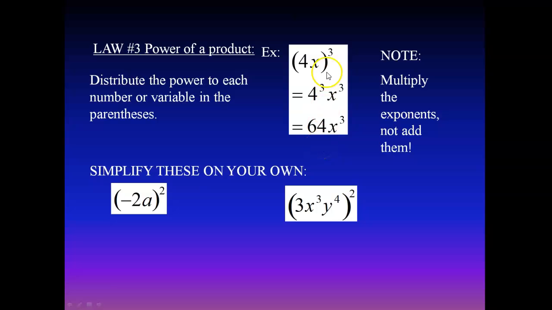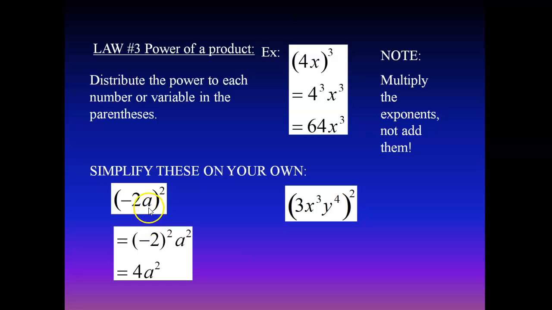So you would multiply the exponents, not add them. Let's simplify this on your own. So again, negative 2. Remember, the negative stays with the 2, and you raise it to the second power. And then a is raised to the second power. But negative 2 squared is positive 4, so therefore the final answer is 4a squared. The same way here, 3 is to the power of 1. When you distribute the exponent, 3 to the second power, x to the 6th power, y to the 8th power. But 3 to the second power is 9, so I can just change it.